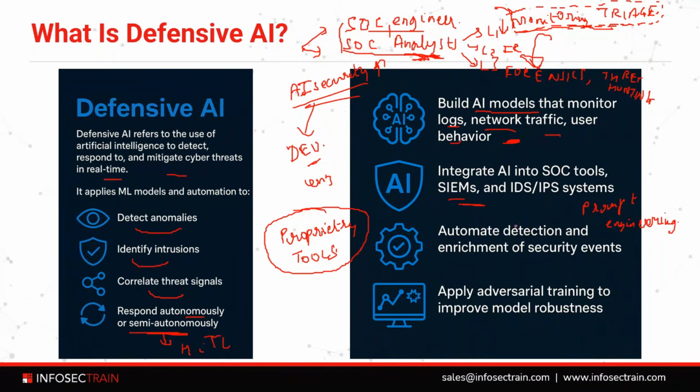Okay, so this can also be done here. You can automate the detection. You can enrich your security event detection over here. This technique using Gen AI, you can also integrate. You can use it as a productivity tool. And the most important thing, apply adversarial training to improve the model robustness. Okay, so this part will come under AI security. I will tell you what it means once we go to the AI security part, right?